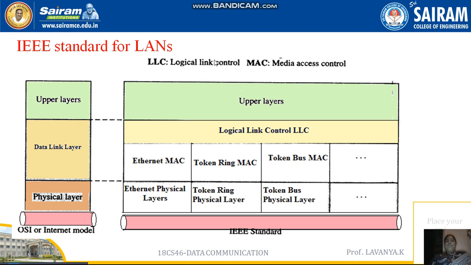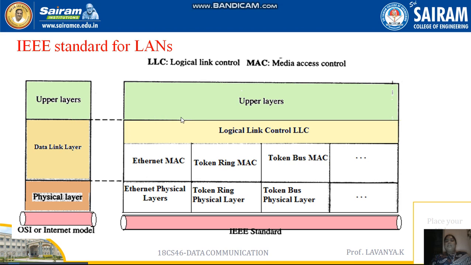Then we discuss our IEEE standard layers. Basically, it is the logical link layer control and the media access control. Based on these two sublayers only, we build the IEEE standard diagram. Then here, same as the upper layer, one to one connections will happen here.